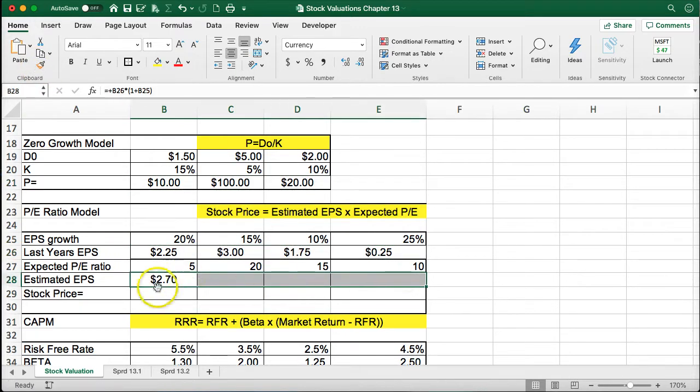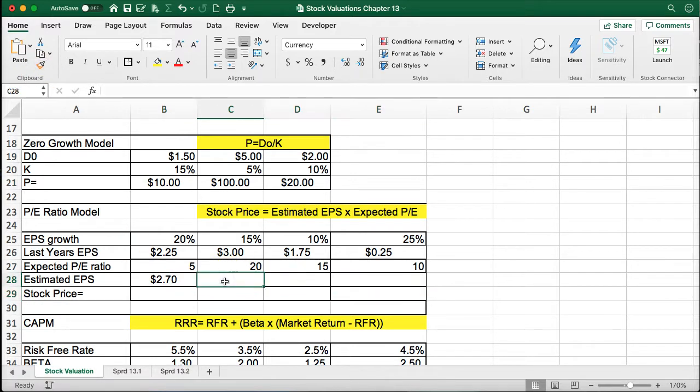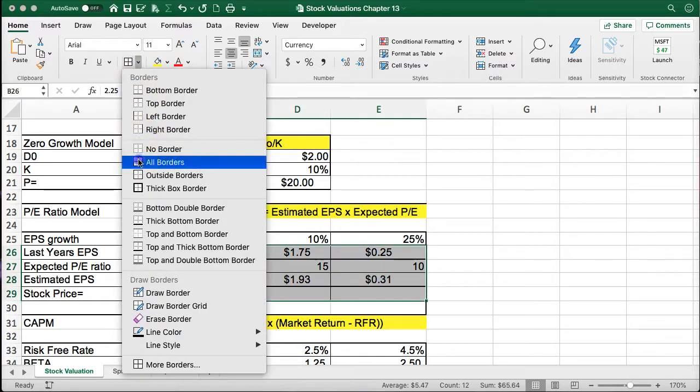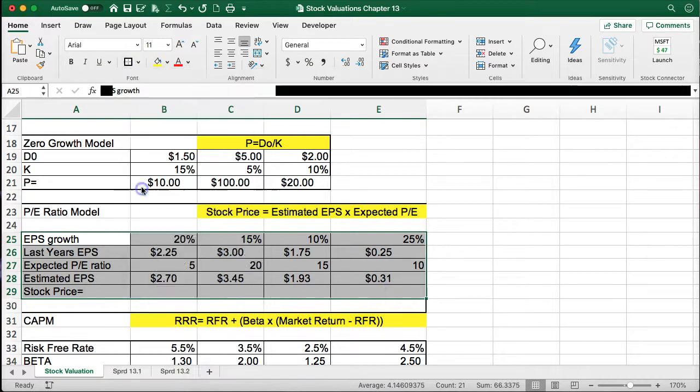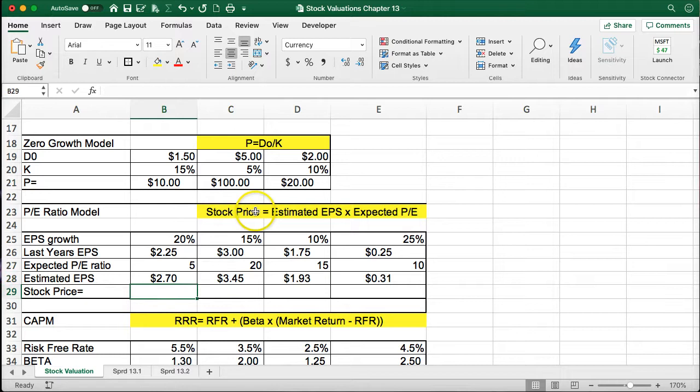Let me just format these cells. Okay. So again, that would be last year's earnings per share multiplied by 1 plus the growth rate. And I'll just pull it over. Let me just fix the formatting here. Okay, so now to calculate the stock price, we can use this formula up here, which is going to be the estimated earnings per share times the estimated PE multiple.